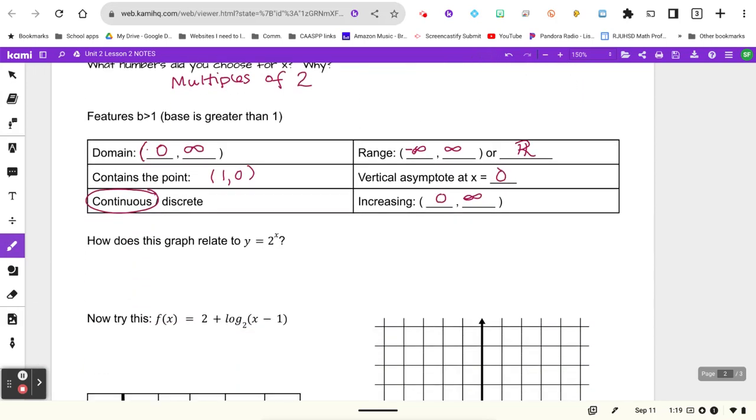And then how does this relate to our y equals 2 to the x? I showed you earlier, it's the inverse. It's just going to be the inverse.